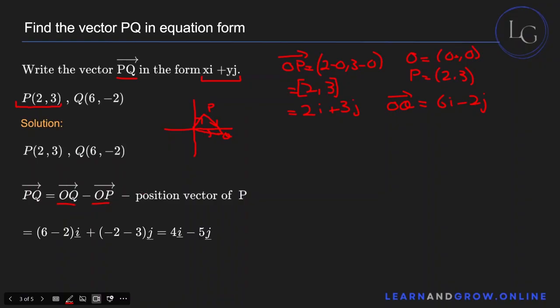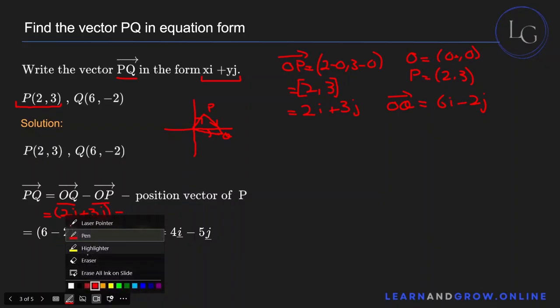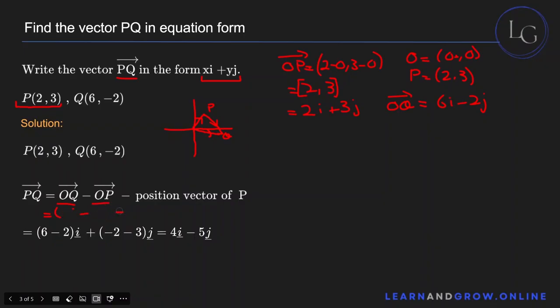Now, this is what happened, right? Because OQ minus OP... just a second, I mixed that up a little. OQ is equal to 6i minus 2j, so 6i minus 2j minus OP, which is 2i plus 3j.